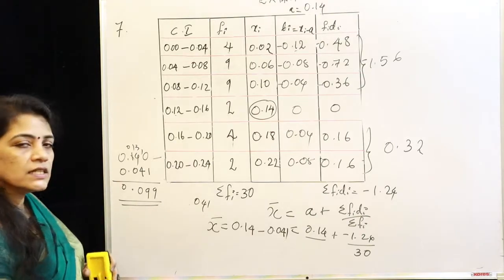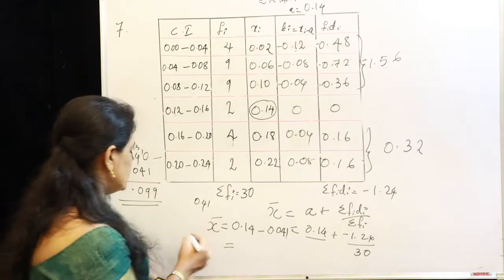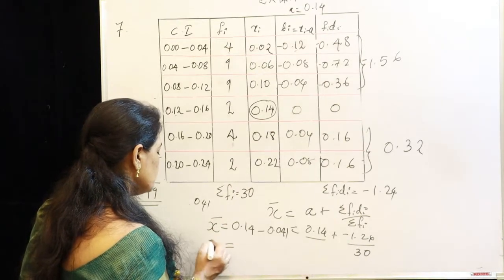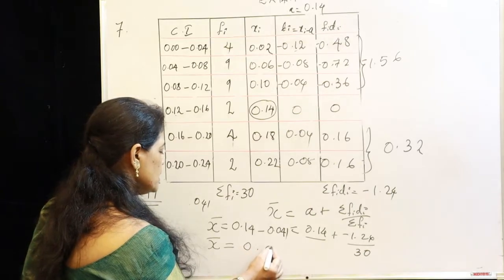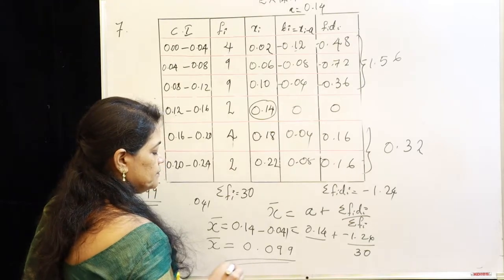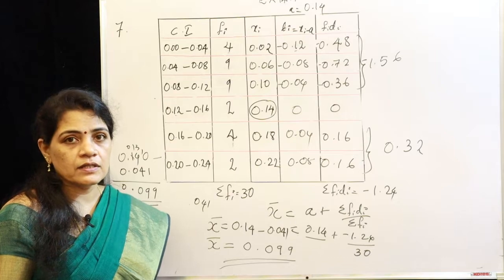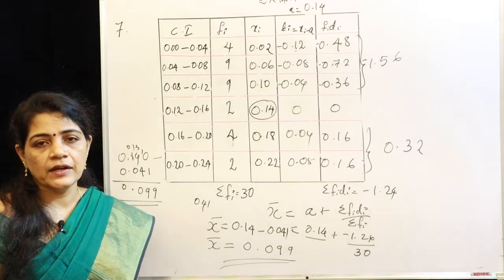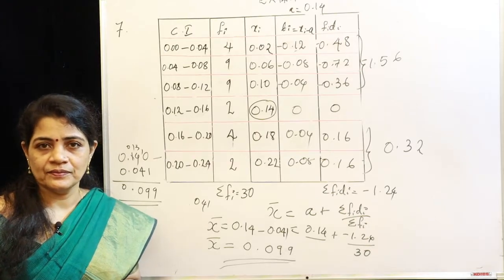So the mean concentration of SO2 in 30 localities, after finding the arithmetic mean, we have seen is 0.099. Calculation should be very carefully done because very minute numbers we are handling in this problem. Okay, I think this is also very clear to you.